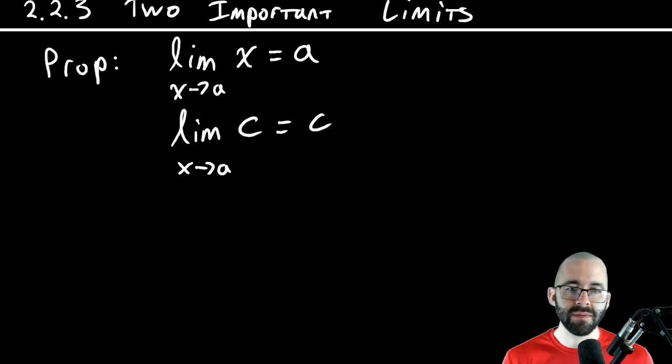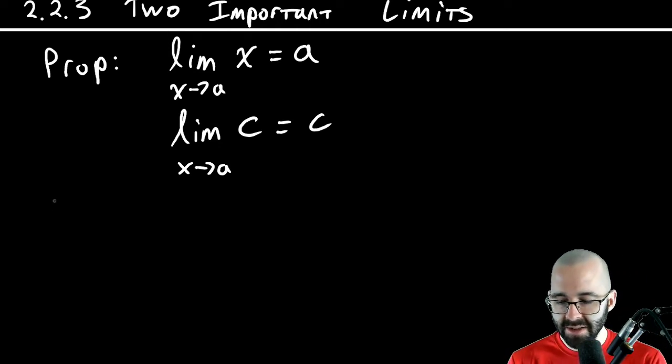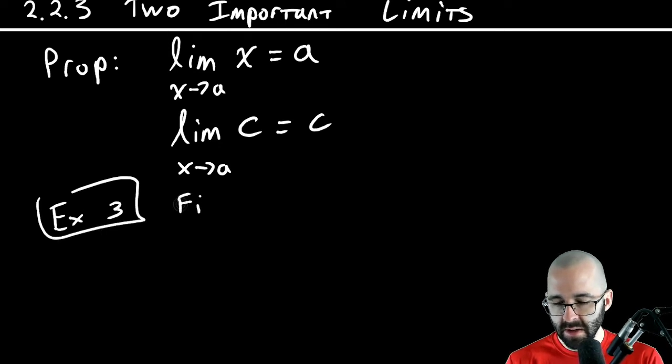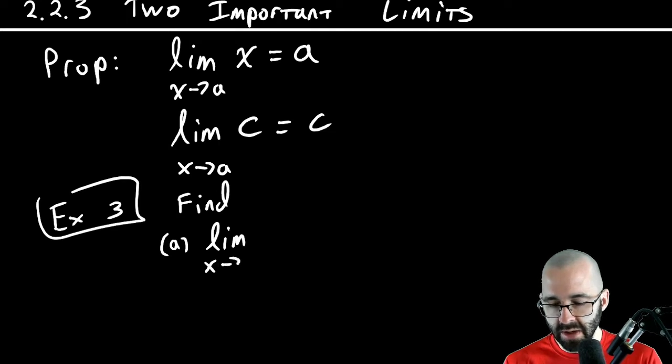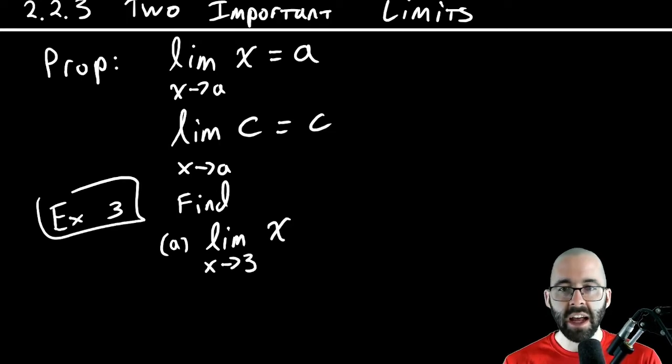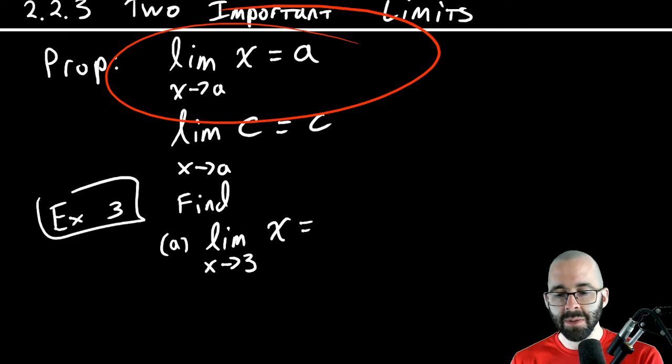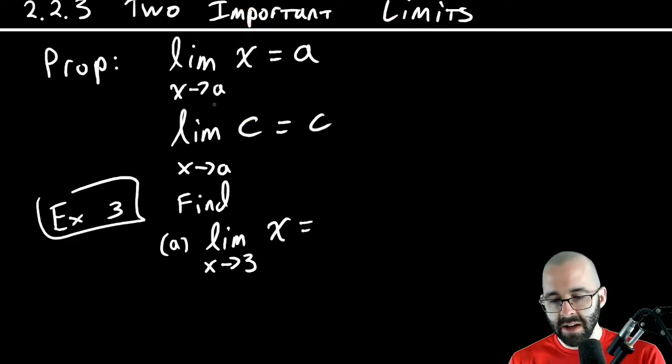And let's get some practice using them. Example 3. Find the limit as x approaches 3 of the function x. Well, we can just use this property, right? This is this property up here. As x approaches 3, the limit should be 3. a is just 3 in this case. So we should just be able to say 3.